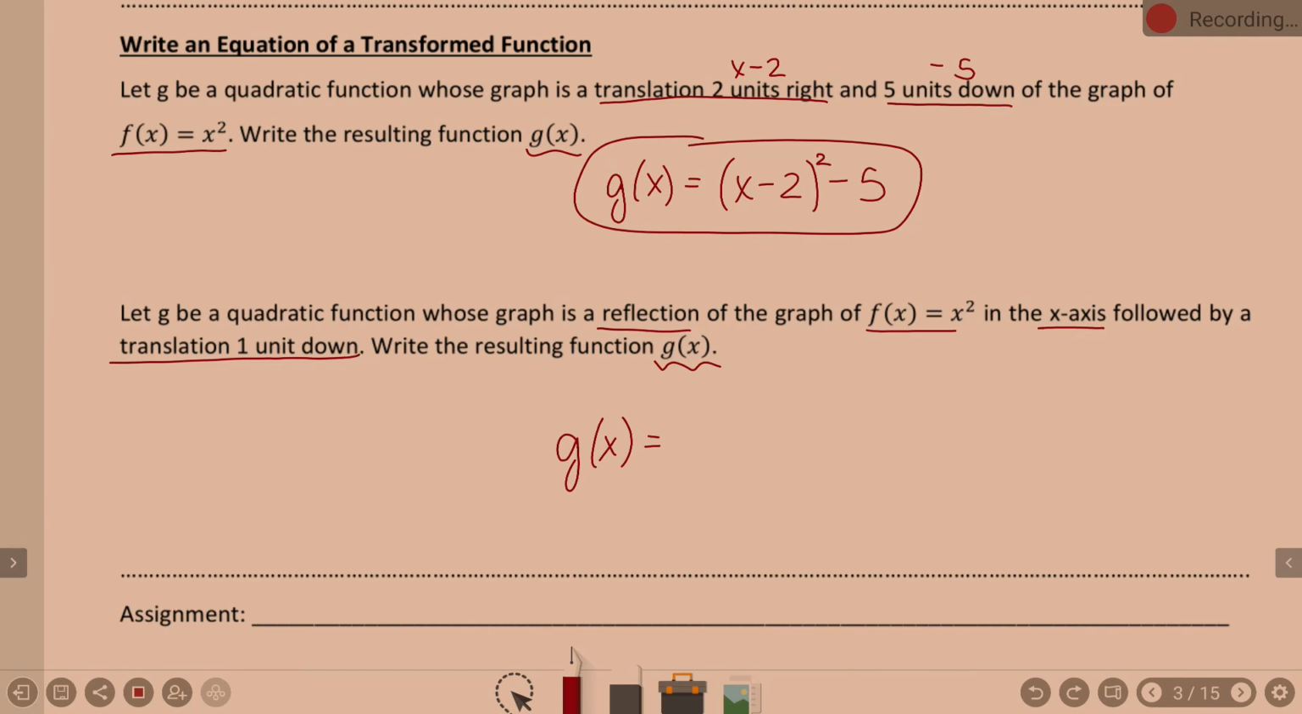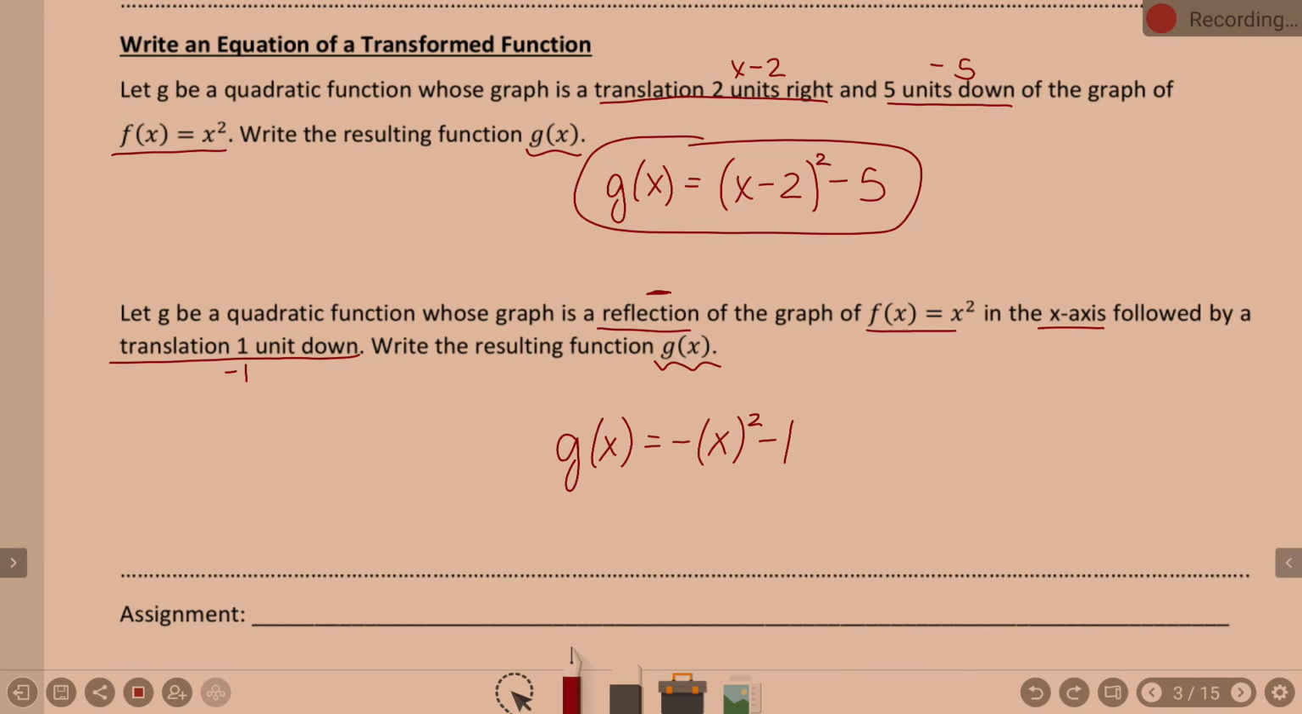Thoughts, Logan? Negative parentheses x parentheses squared minus 1. Did I get that? Yeah. What do you guys think? Okay, do we have the negative there? Yep. Reflection across the x-axis is just a negative out front of the x. Okay? Translation 1 unit down. That is a -1. It's not with the x though, is it? It's at the end.